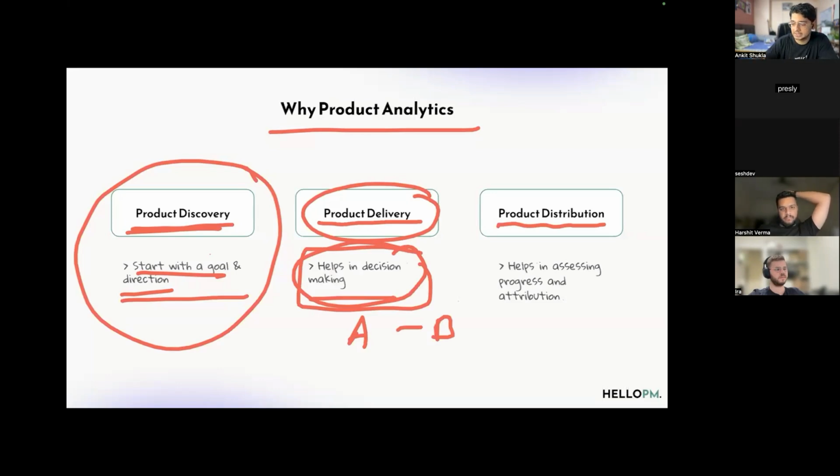And the third part is product distribution. Whenever you create a product and you take it into the market out there to distribute, that is known as product distribution. Here, sales and marketing and growth teams play a very important role.